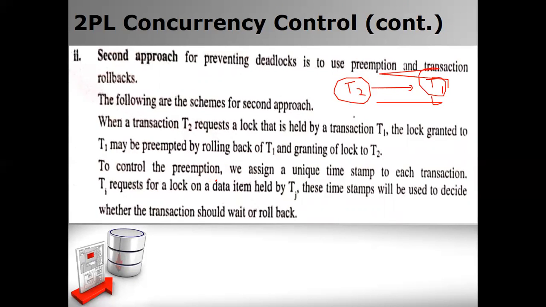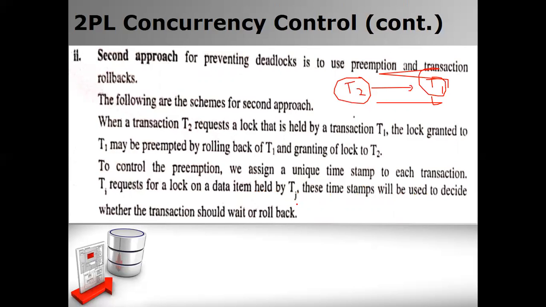So to control the preemption, what we can do is assign a unique timestamp to each of the transactions. The timestamping concept we have already seen. Read and write operations are also given timestamps, but here we are talking about the timestamp of a transaction. Whenever Ti requests a lock on a data item held by Tj, this timestamp will be used to decide whether the transaction should wait or be rolled back.